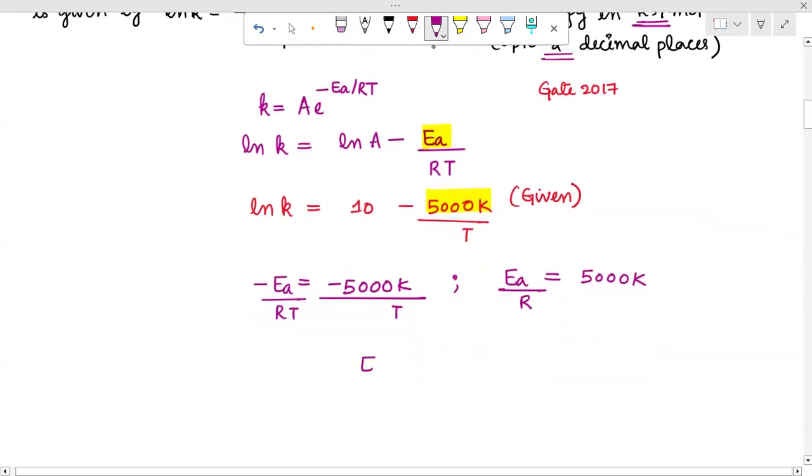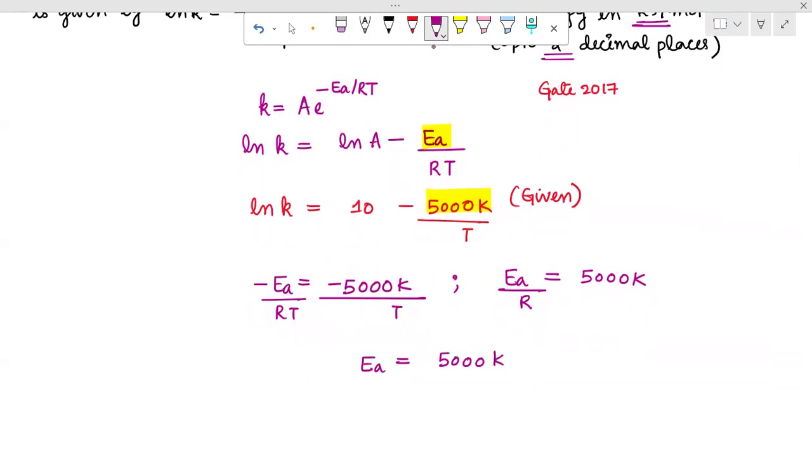You need to find the activation energy, which is simply the value 5000 K into R. What is the value of R? It is actually 8.314 joules per Kelvin per mole. Now, there is a Kelvin over here. There is per Kelvin over here. That gets cancelled. And whatever answer that you get over here will be in joules per mole. Be careful.